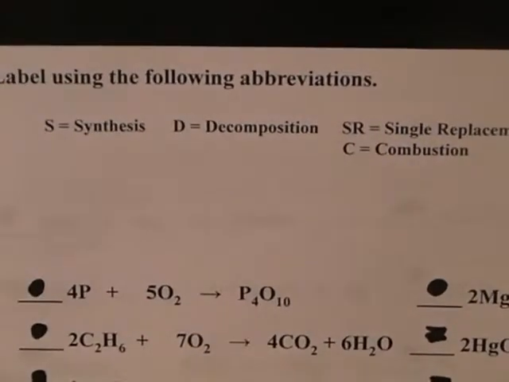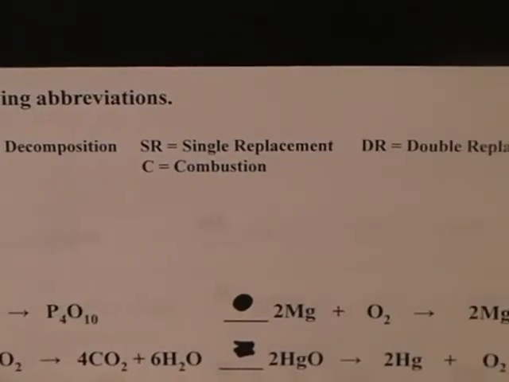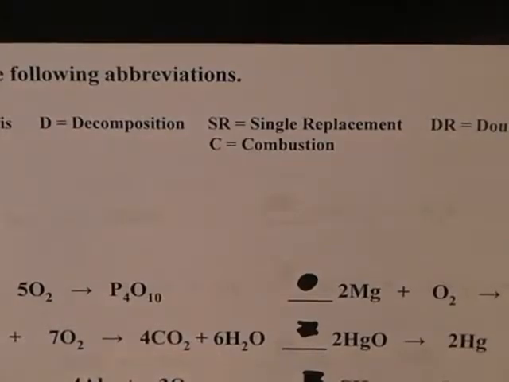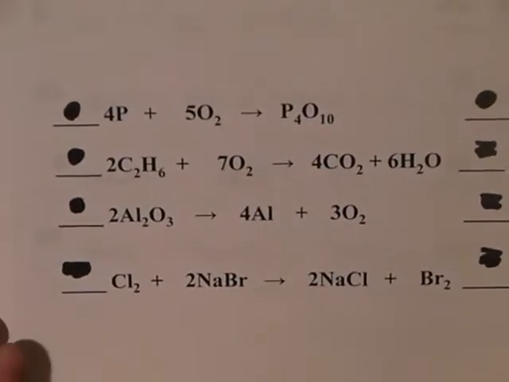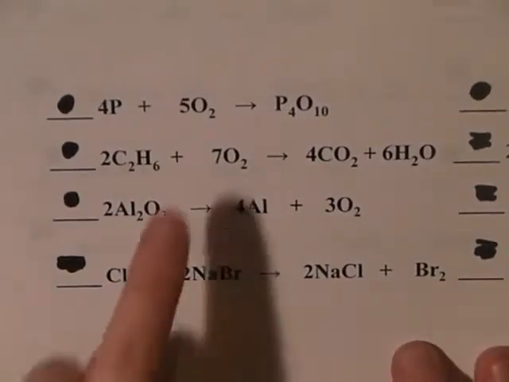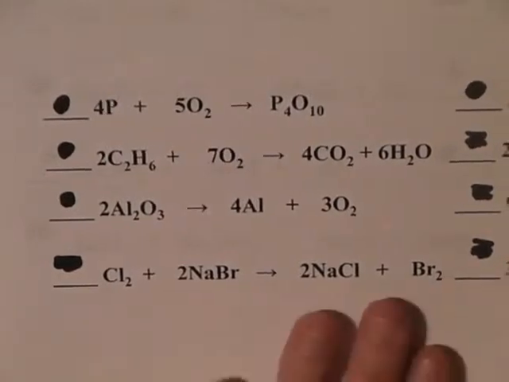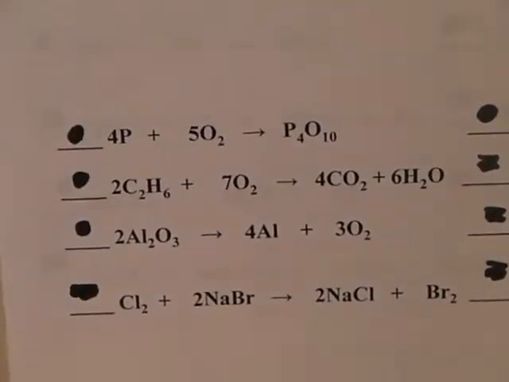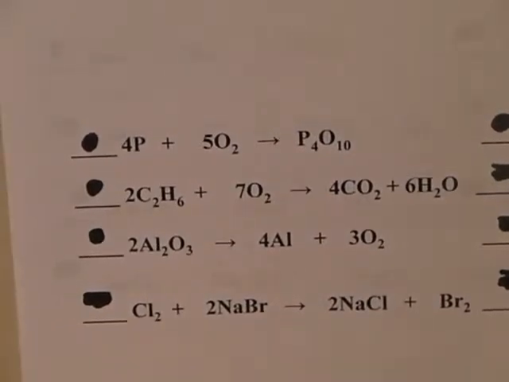So at the top it just says, use S to label for synthesis, D for decomp, SR for single, DR for double, and then C for combustion. All I want you to do is look at these and tell me what kind of reaction is happening. We'll do these ones together, and then there's another column over here. We'll do these ones together, and then I'll shift it so you can look at these. You guys can pause it for a second, make sure you can answer them, and then I'll go over those ones too, and then I have this whole second page that you can practice as well.